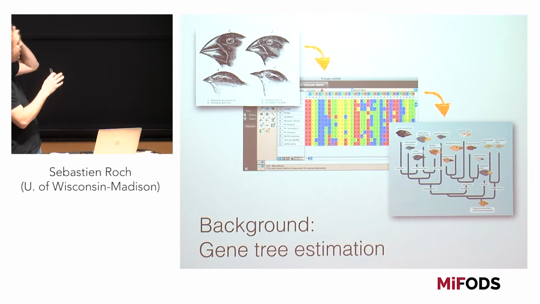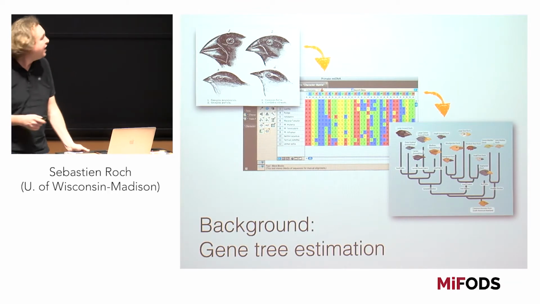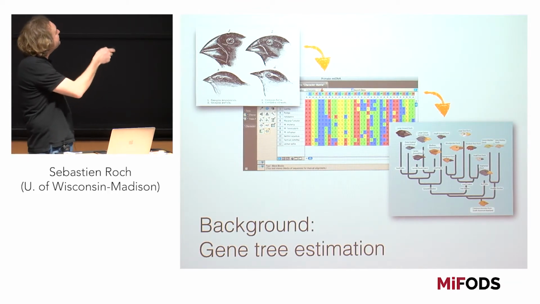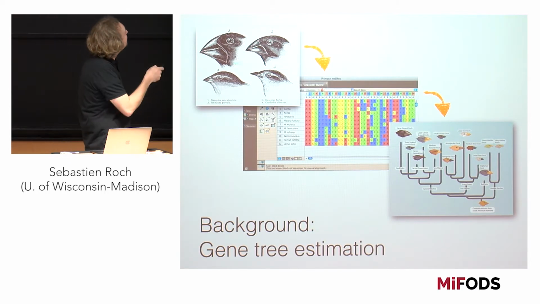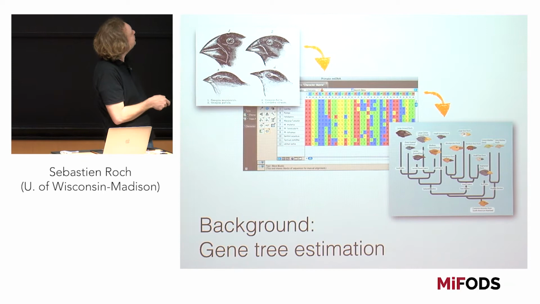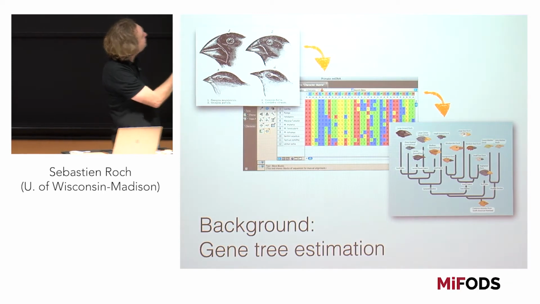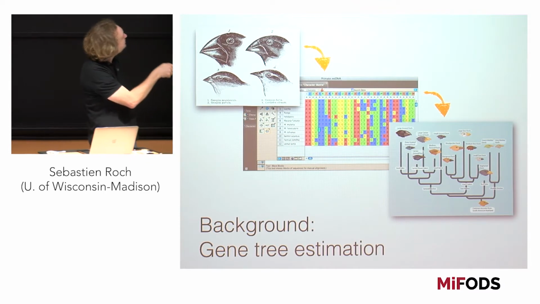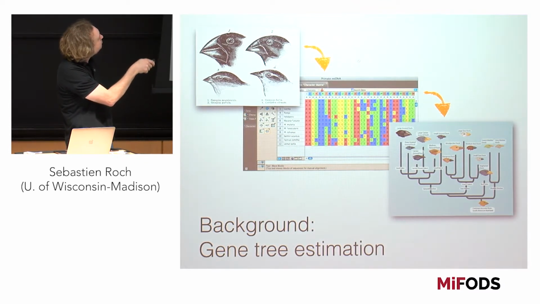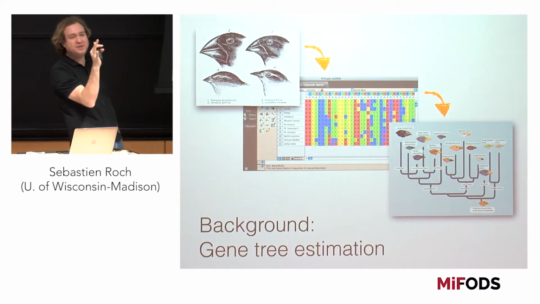Okay, so this is the basic problem. I don't assume that you know anything about this. The problem is you have a bunch of species. These are some Darwin's finches, and you'd like to know how they're related to each other. And so what you do is you sequence some DNA, and you get a table like this. Here each row is a different species, and each column is a different position in your DNA.